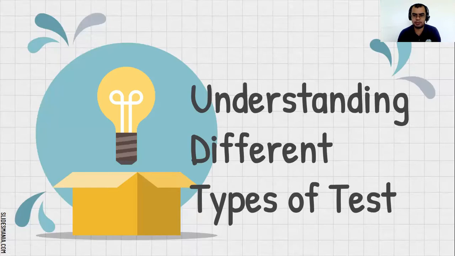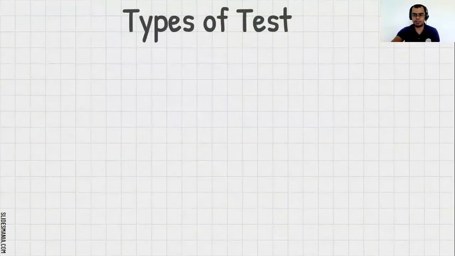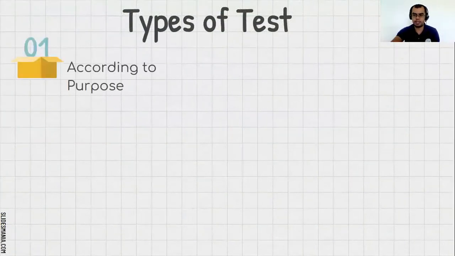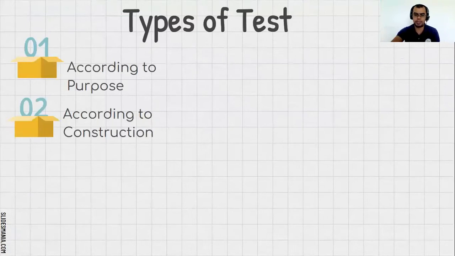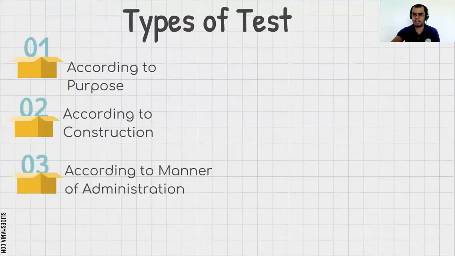In this video, we will try to understand the different types of tests. These are the types of tests that we are going to discuss. Number one, according to purpose. Number two, according to construction. Number three, according to manner of administration.